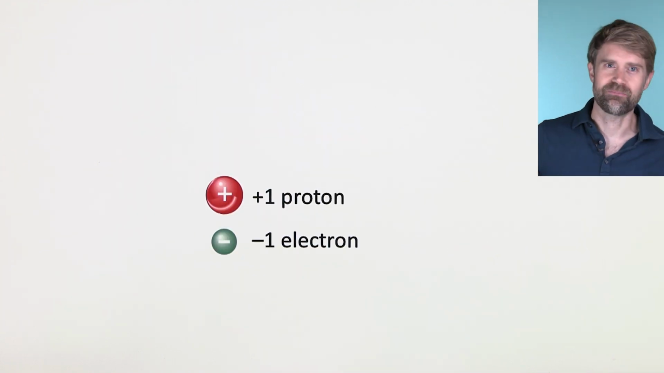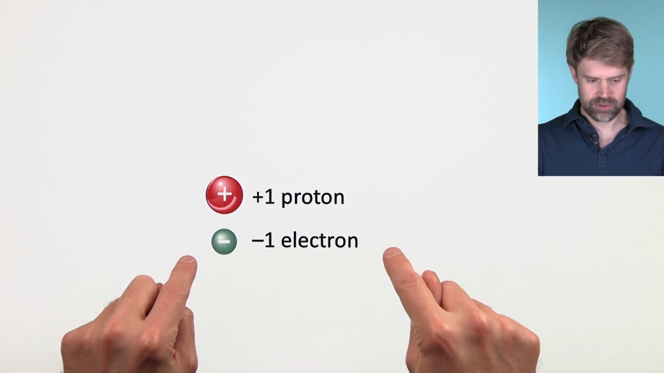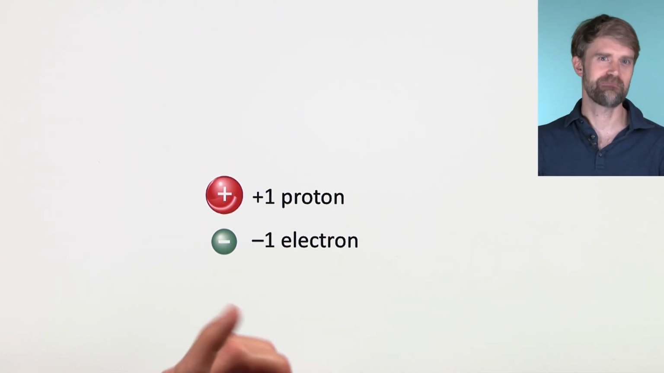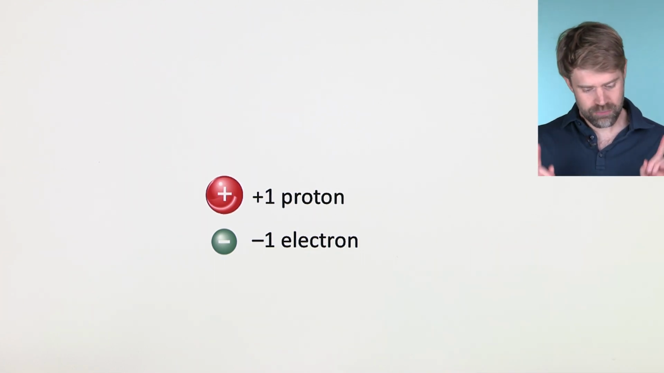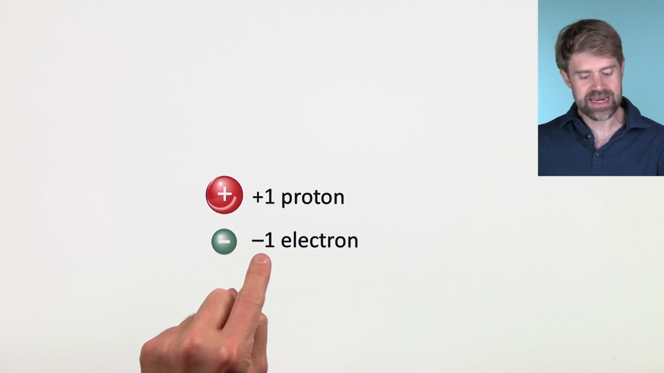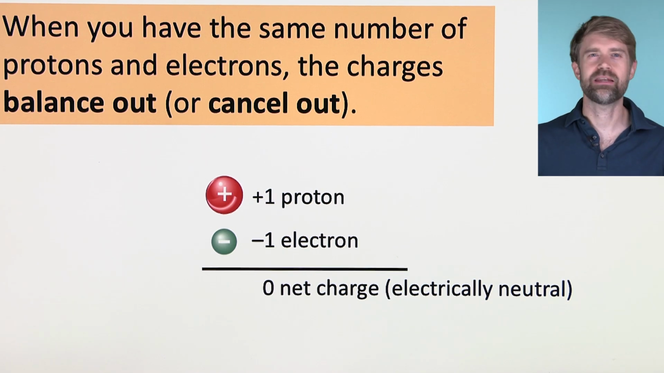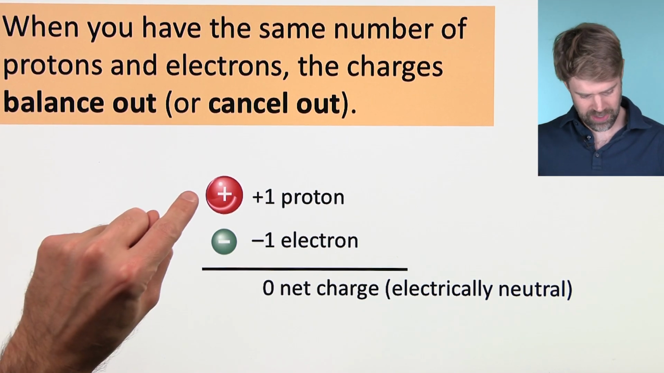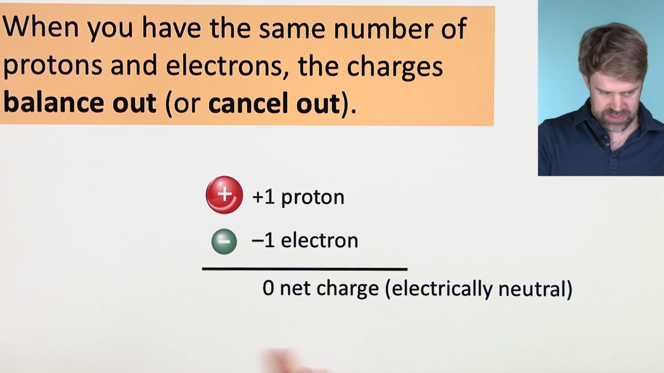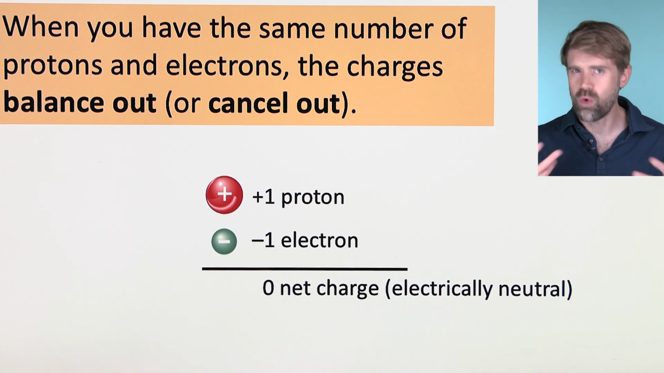For this whole lesson, we're going to focus on the charges of protons and electrons and see how they can balance out or cancel out. Here's what I mean. A proton has a +1 charge and an electron has a -1 charge, okay? So these are opposites and they cancel each other out. +1 and -1 equal 0. This 0 is what we call the net charge. It's like the total charge.